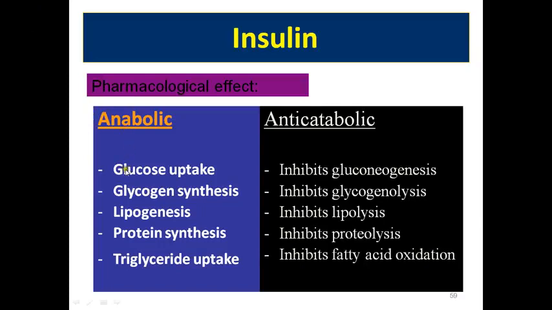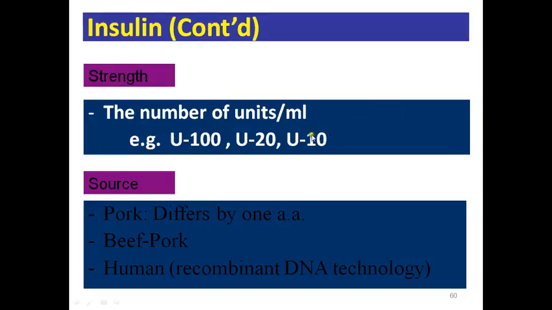Insulin has anabolic effects: glucose uptake, glycogen synthesis, lipogenesis, protein synthesis, and triglyceride uptake. Its anti-catabolic effects are that it inhibits gluconeogenesis, glycogenolysis, lipolysis, proteolysis, and fatty acid oxidation. The insulin commonly available is U10, U20, and U100. We have the U100, the one having 100 units of insulin in it. The source is either pork or human insulin. Pork insulin is no more in use because it used to produce autoantibodies. Now human insulin made by recombinant DNA technology is the one commonly prescribed. The pork or beef one is no more in practice.